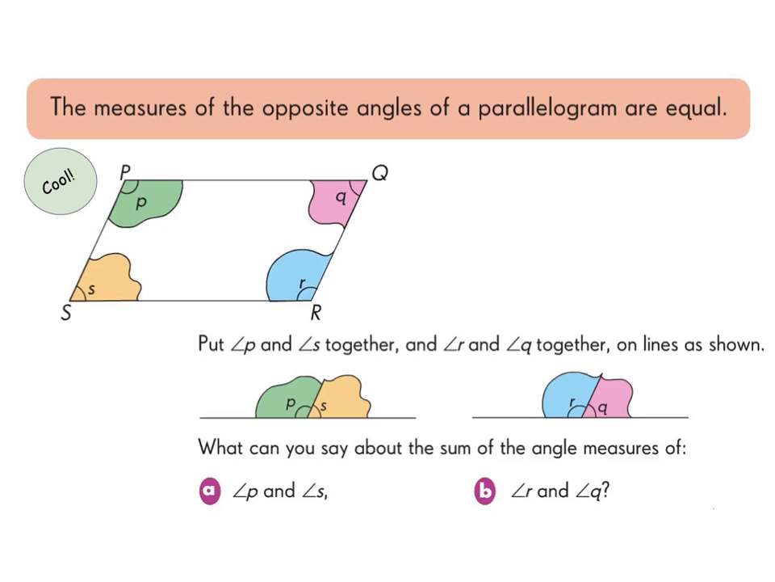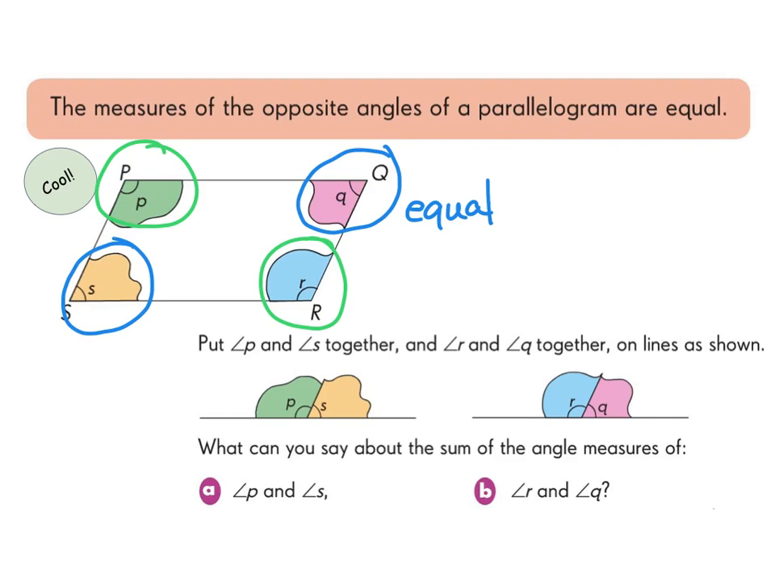The measures of the opposite angles of a parallelogram are equal. In other words, this one and this one, angle Q and angle S. Do you notice first of all that they're both acute? They are. And they're equal. We'll call those opposites. And opposite angles in a parallelogram are equal. Do you notice the angle P and angle R are obtuse angles? Those are opposites, and those are also equal.